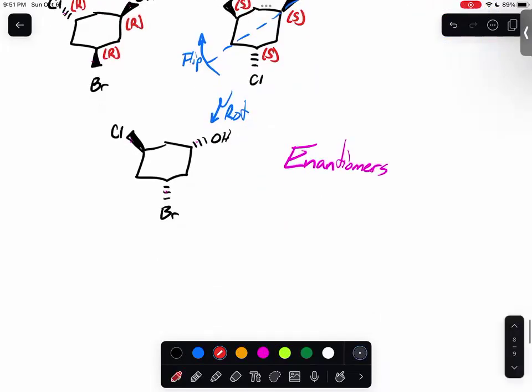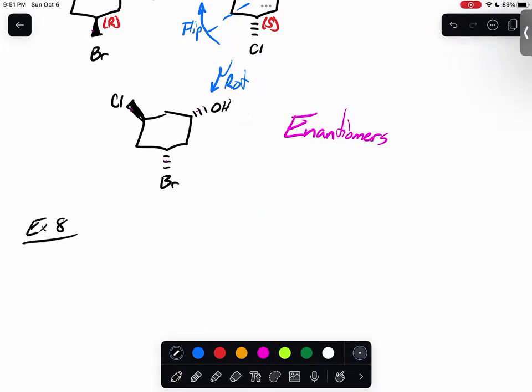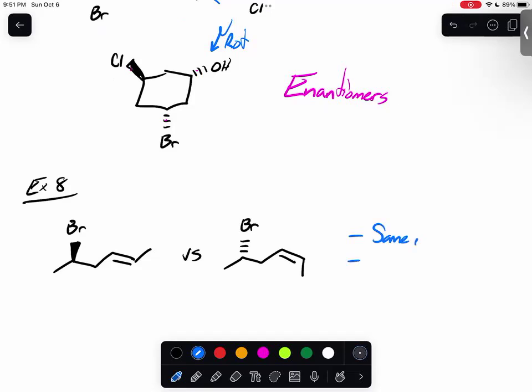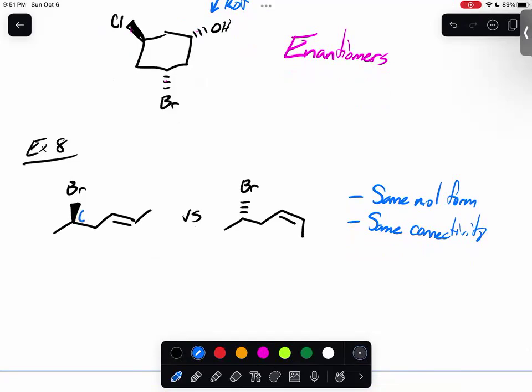Let's keep it going. Let's look at example 8. For this one, we're bringing in an alkene. Let's say that we did this here. Looking at these, it should be pretty obvious that these have the same molecular formula and they have the same connectivity. But between the two, we see that in one case, the bromine is R. In the other case, it is S, so that one is changed.